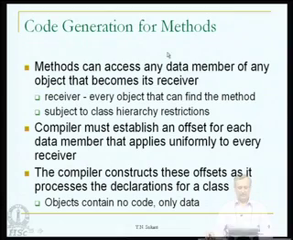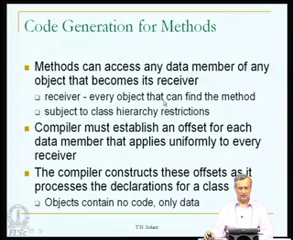How do we generate code for methods? Methods can access any data member of any object that becomes its receiver. So, what is a receiver? Every object that can find the method is a receiver. So, that we say B dot something and so on. So, that B is the receiver. Subject to, of course, class hierarchy restrictions. So, whenever in the hierarchy of classes an object can find a method and that method can be executed, methods can access any data member of any object that becomes the receiver.